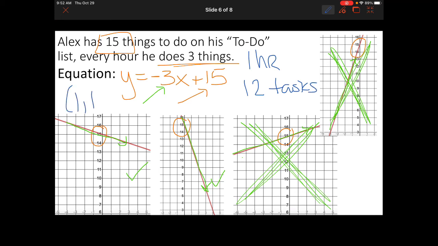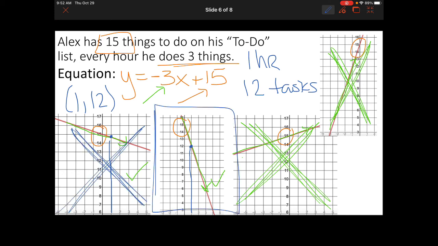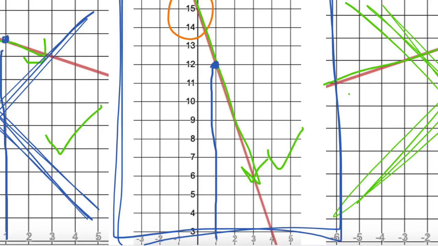So we're looking for the point 1 comma 12. So here's 1. Is it 12? It's definitely not. It's 14 point something. So let's look at this one. 1. Are we at 12? We definitely are. So this is the graph that matches that word problem. Make sure this graph got into your notebook.